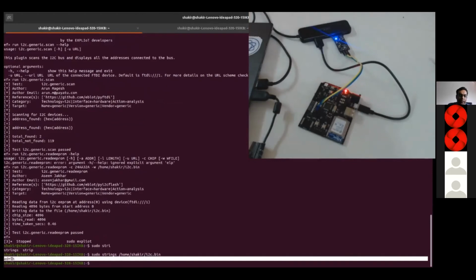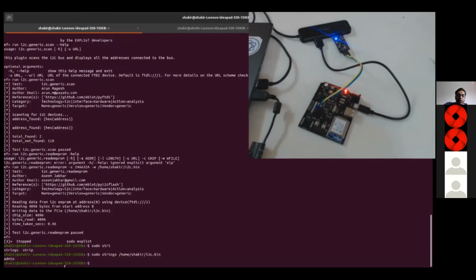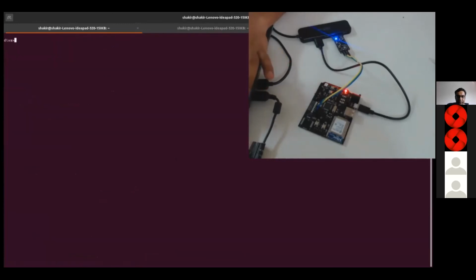And now, considering this password, if I want to access this particular I2C peripheral and carry out the attack on it, what we'll do is use the serial terminal and go to this Diva board. So this is a serial command for accessing this particular Diva board, so that we can get access.